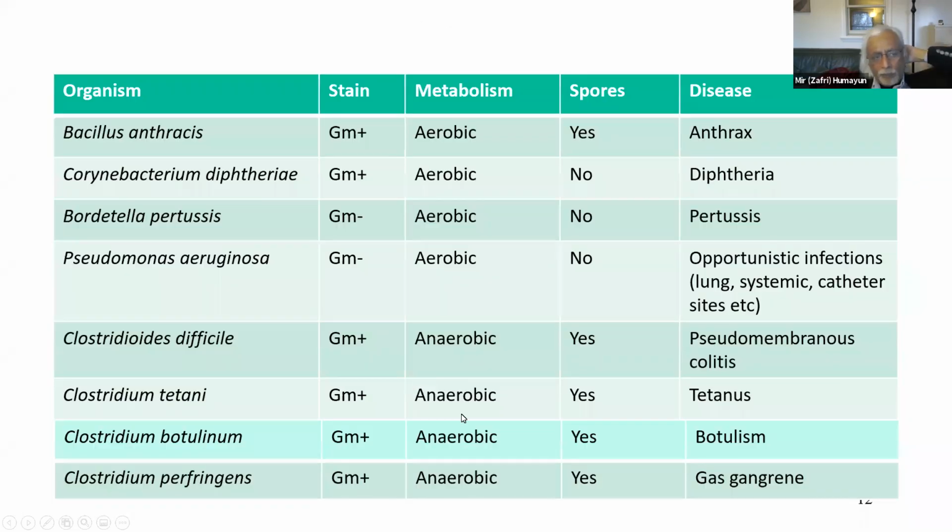Okay. Let's go on now to a list of the bacteria that we're going to be looking at and their staining properties, their metabolic properties, whether they form spores or not, and what diseases they cause. So we're going to look at Bacillus anthracis, Corynebacterium diphtheriae, Bordetella pertussis, Pseudomonas aeruginosa, Clostridioides difficile, Clostridium tetani, botulinum, and perfringens. I'm not going to go through the entire table, but it's here for your quick reference.